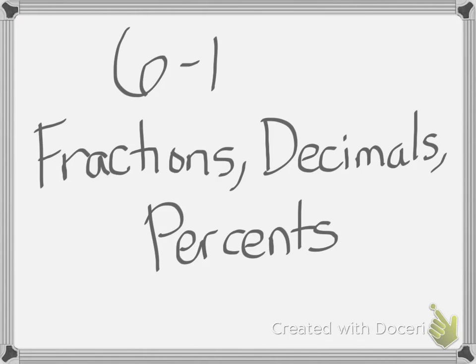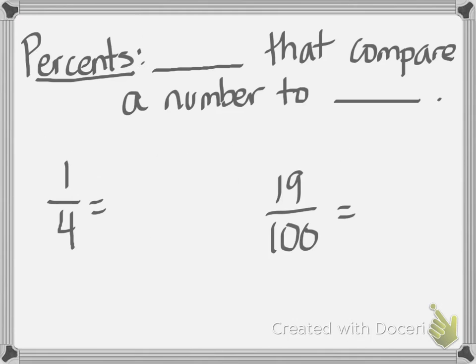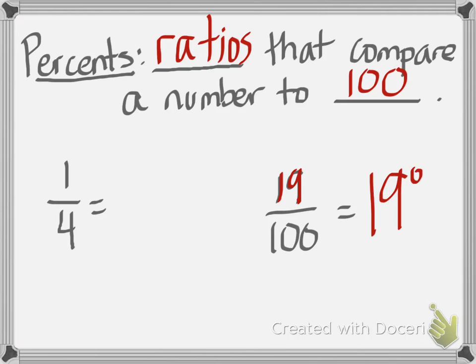Let's start 6-1, fractions, decimals, and percents. So the definition of a percent is blank that compares a number to blank. And the filling in is percents are ratios that compare a number to 100. So let's start with this one. 19 hundredths as a percent is 19%.